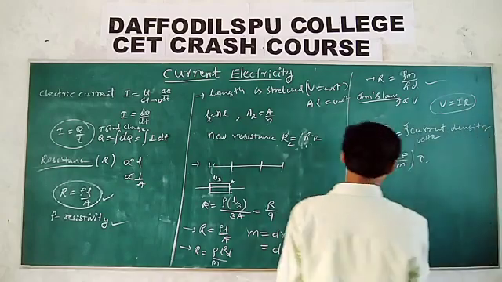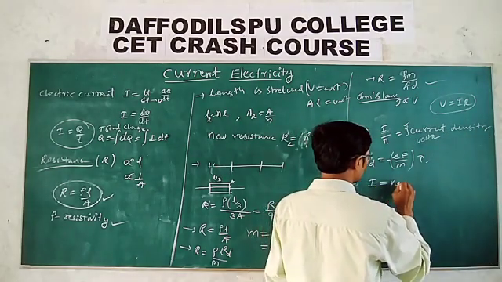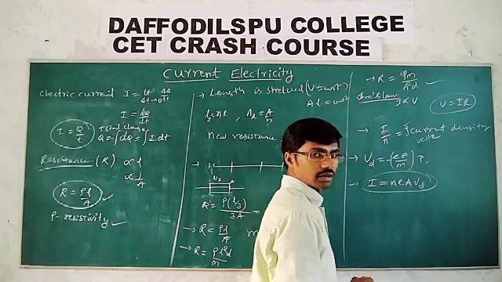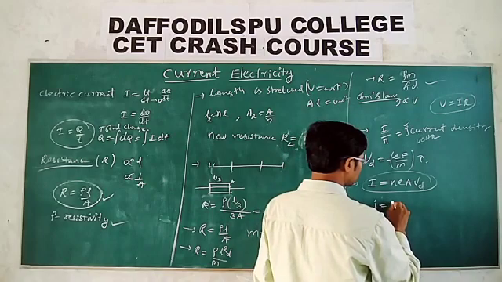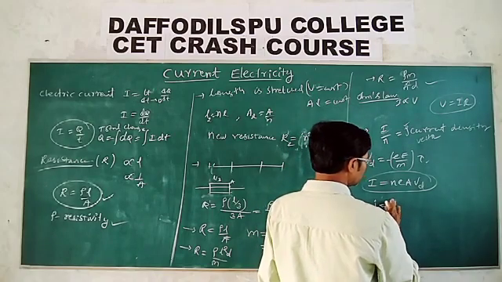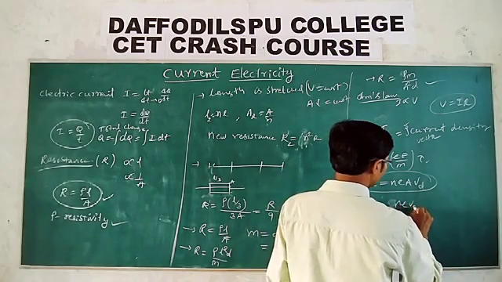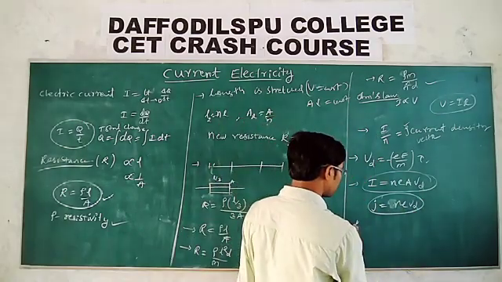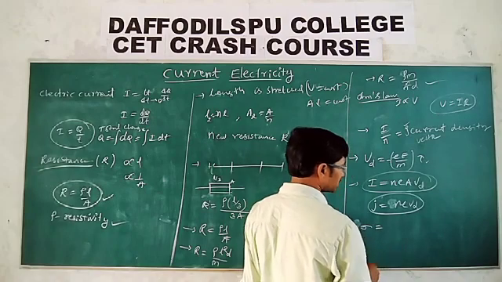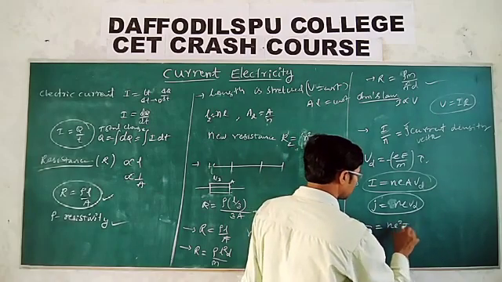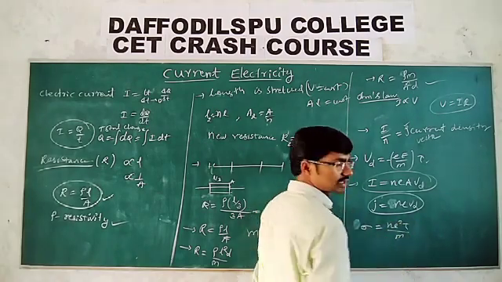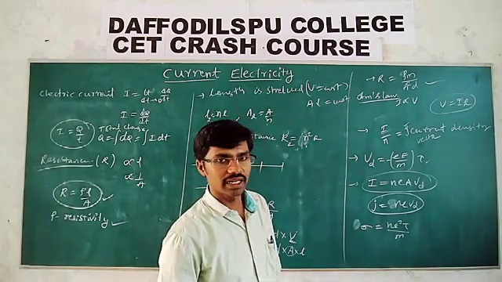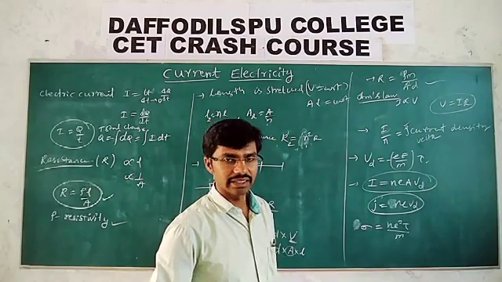So what will be the relation between current and drift speed? I is equal to nAeVd. And what is current density? J is I by A, which is equal to neVd. And mobility is nothing but, okay, from this one, sigma is equal to ne square t by m, the conductivity. Whereas resistivity is equal to m by ne square t.